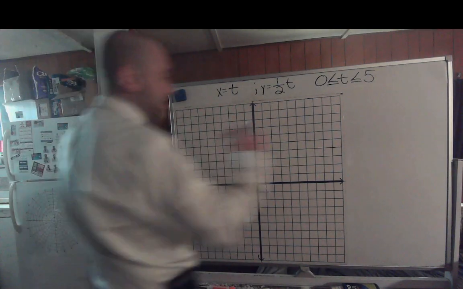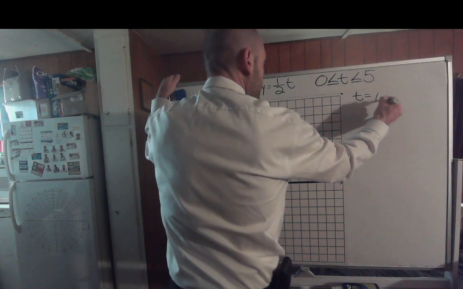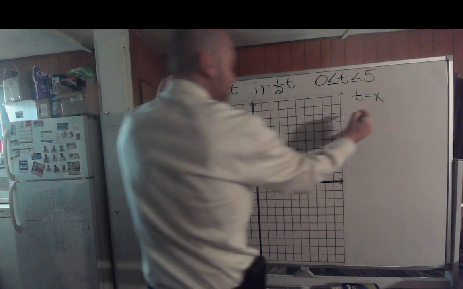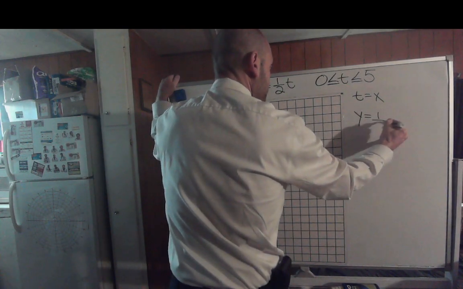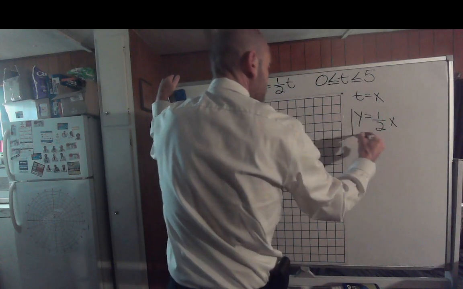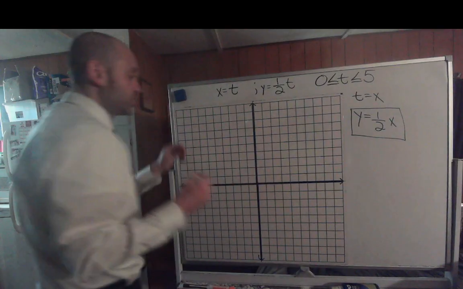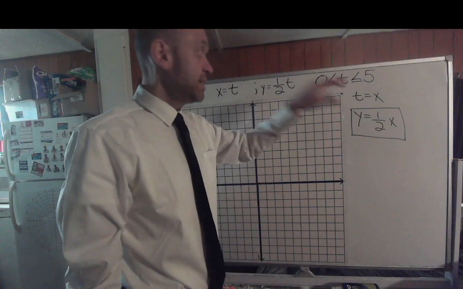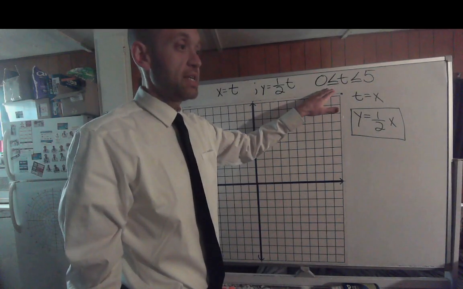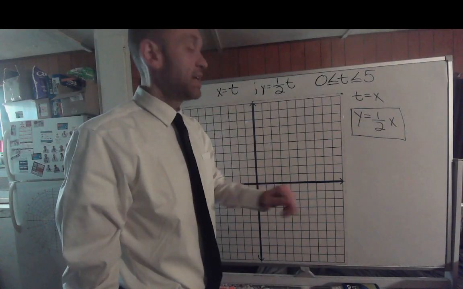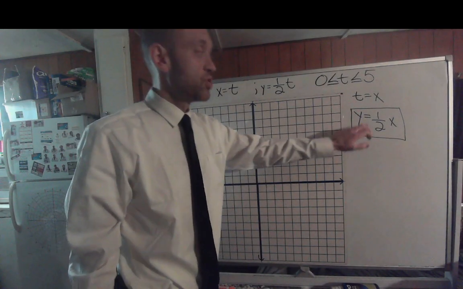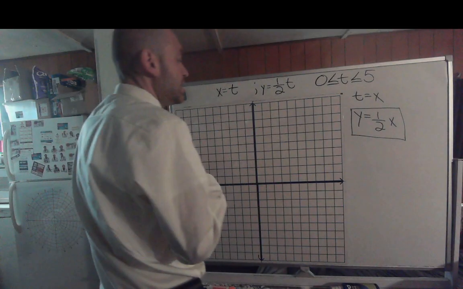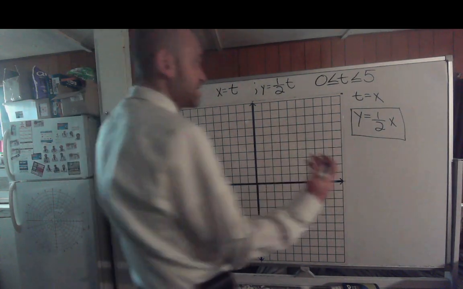Well, if x equals t, that simply means t equals x. So we can plug that value of t in for our y equation. You would get y equals 1/2 of x. So this turned into a nice linear equation. Now, when your domain of t is restricted, here's the thing about that. You have to plug in those values of t to get your actual domain for your rectangular function. So the domain's always based on your x value.